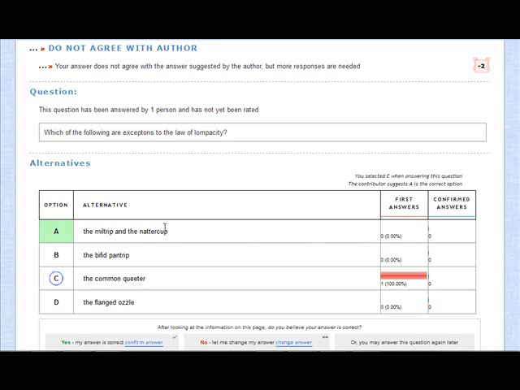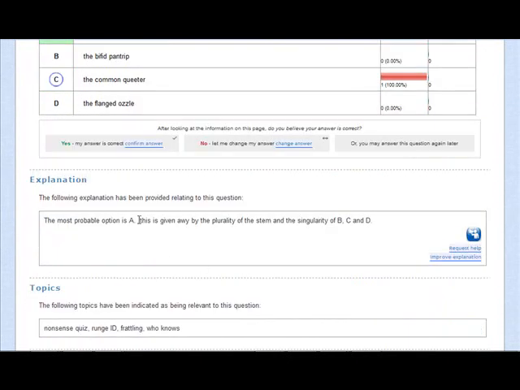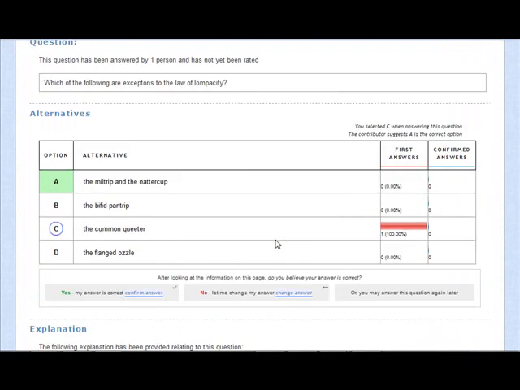So what I'll get back is saying, no, in fact, the person who wrote the question said that was the correct answer. Geez, I wonder why. What's their explanation? The most probable explanation option is A. This is given away by the plurality of the stem and the singularity of B, C, and D.